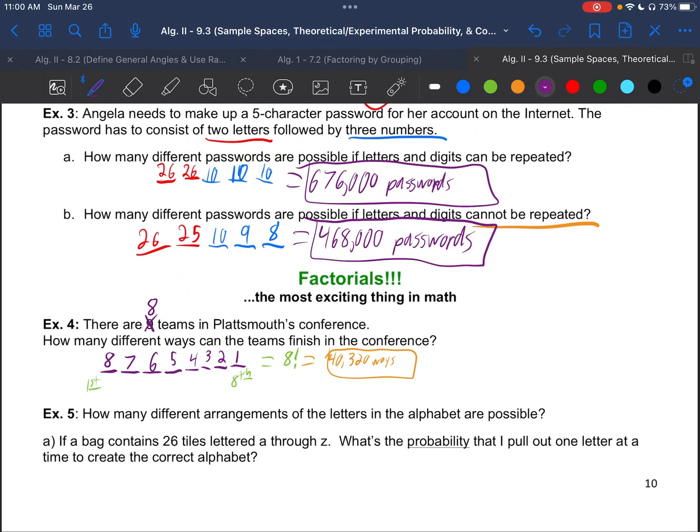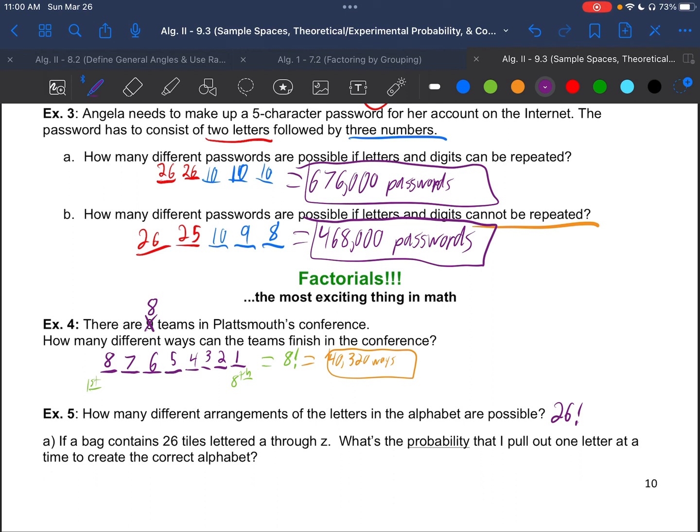How many different arrangements of the letters of the alphabet are possible? Or I should have answered this question first, I'm sorry. How many different arrangements of letters in the alphabet are there? It's 26 factorial. So we're talking about arranging everything. It's always going to be that number factorial. So like, how do you order 5 songs in a playlist? 5 factorial. How do you order 20 people in a classroom? 20 factorial.